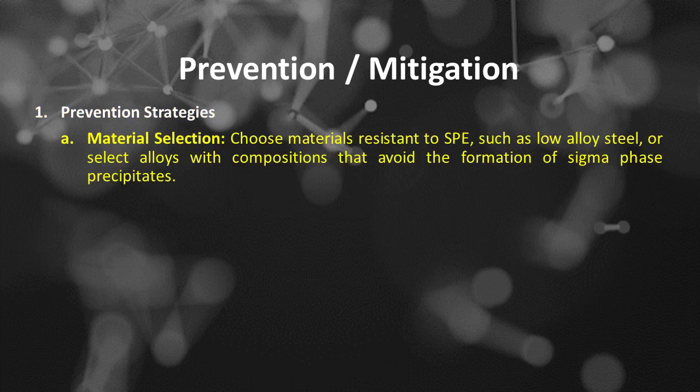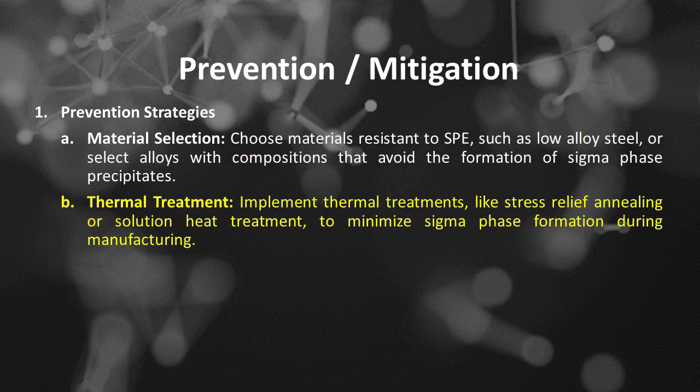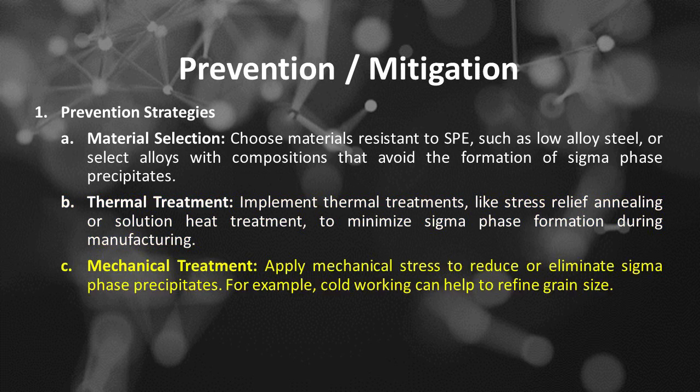Choose materials resistant to sigma phase embrittlement, such as low alloy steel, or select alloys with compositions that avoid the formation of sigma phase precipitates. The second is thermal treatment. Implement thermal treatments, like stress relief annealing or solution heat treatment, to minimize sigma phase formation during manufacturing. The third is mechanical treatment.